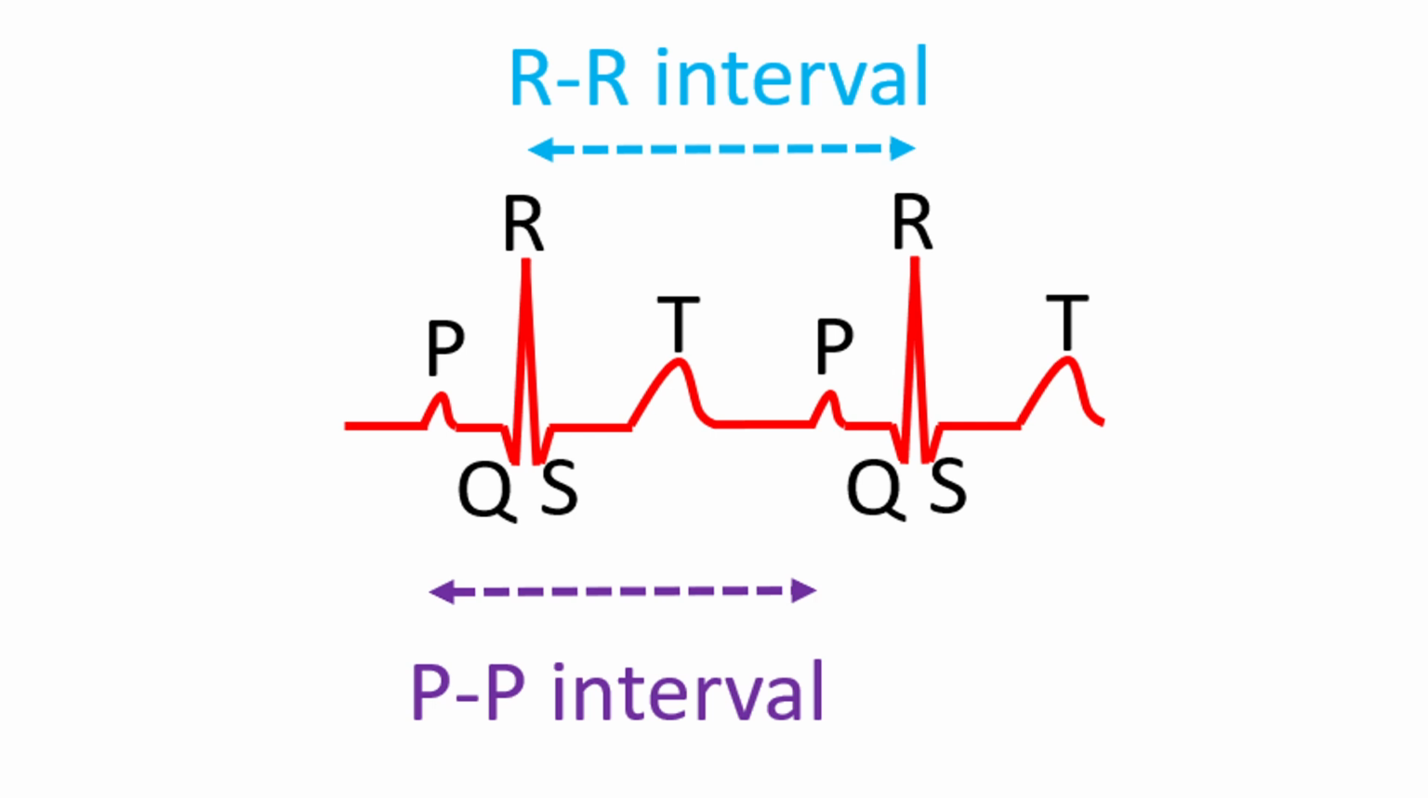It is actually the rate of the lower chambers or the ventricles. If the rate of the P waves is different from that of the R waves, it has to be measured separately from the PP interval. Rate of P waves will give the rate of the upper chambers.